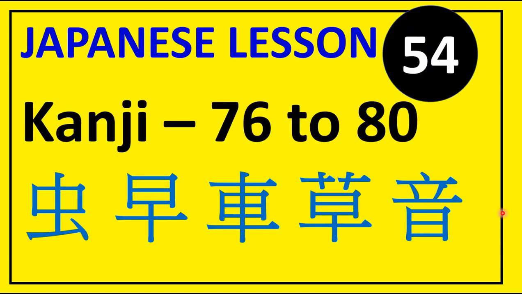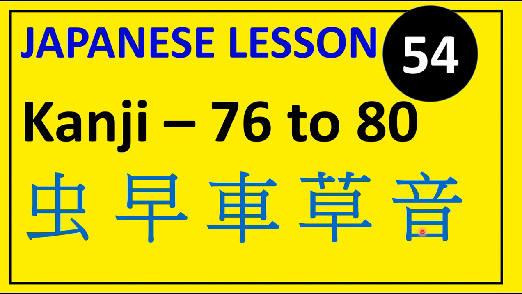Okay, so let's begin today's lesson. In the last lesson 53, we had learned 5 kanji characters. Today we shall learn 5 more. You can well see here the characters of today's lesson. These are the 5 characters that we are going to learn. And you can very well notice that the characters have striking similarities with one another, isn't it?